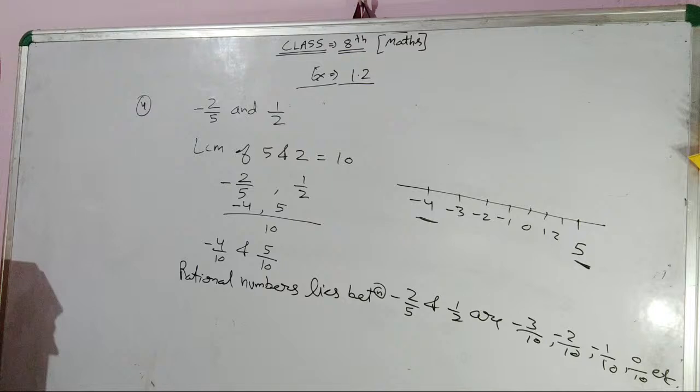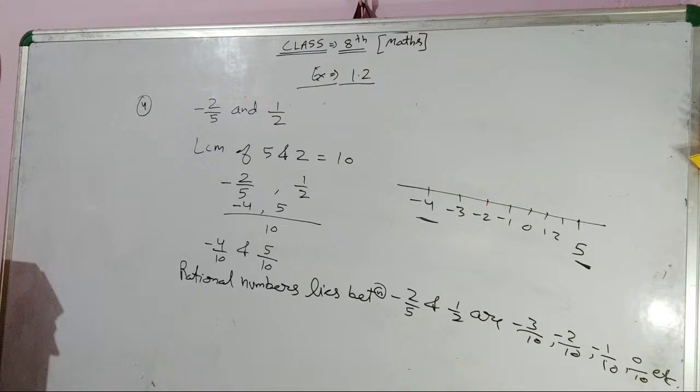Okay, now the next question, question number 5. In question number 5, you have to do the same thing. Question number 5 is: find 5 rational numbers between 2 upon 3 and 4 upon 5. There are 3 parts of question number 5, and in all 3 parts you have to find 5 rational numbers between given 2 rational numbers. So I am not going to solve this question because I hope you are able to solve it by yourself. So try to solve this question at home by yourself.